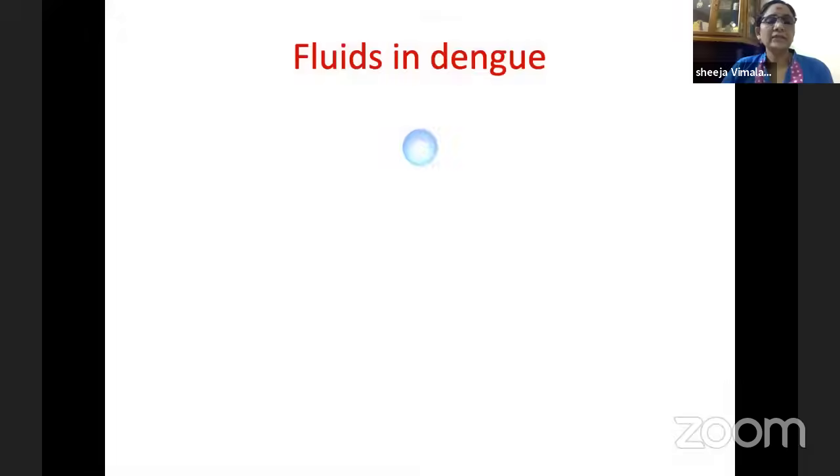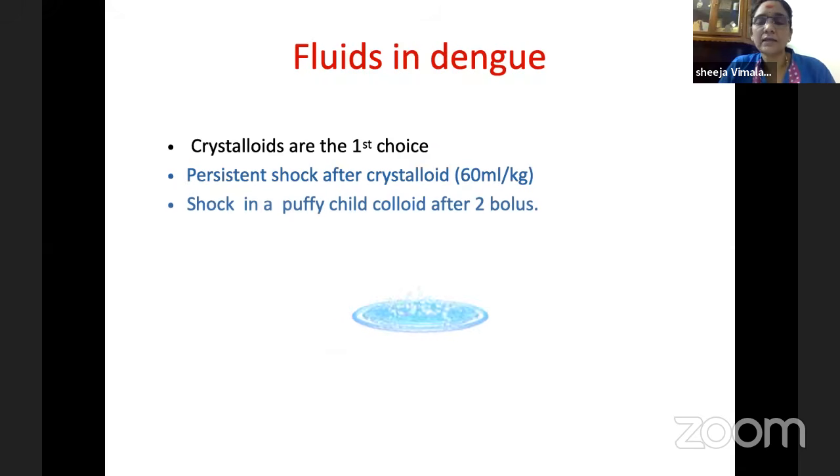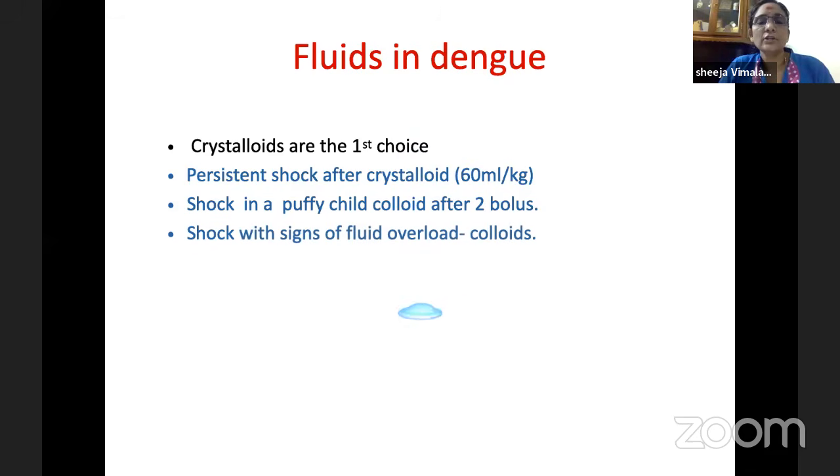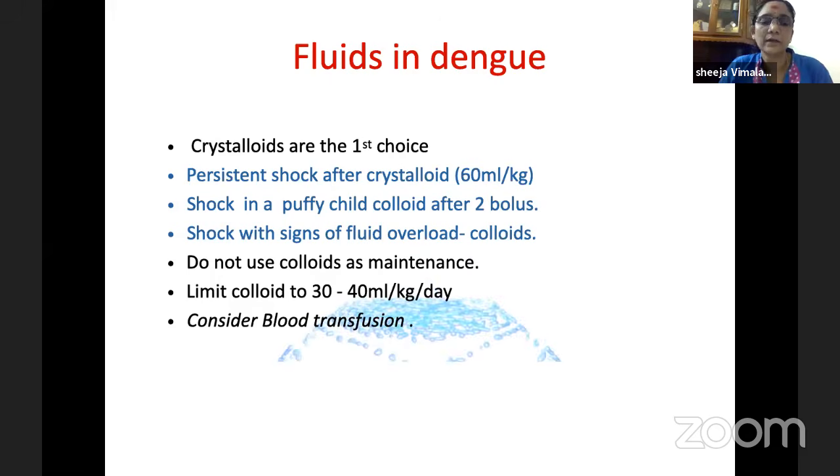Regarding fluids in dengue, we need to know that crystalloids are the first choice. Persistent shock after crystalloid, that is after 3 boluses of 20 ml per kg of crystalloid, if the child remains in shock, you can think of giving colloid. If the child is shocked and is puffy, you can give colloid after the second bolus. Shock with signs of fluid overload also mandates colloid. Do not use colloids as maintenance. Colloid is given only in a single way, that is 10 ml per kg per hour. And always find a reason to give a blood transfusion.